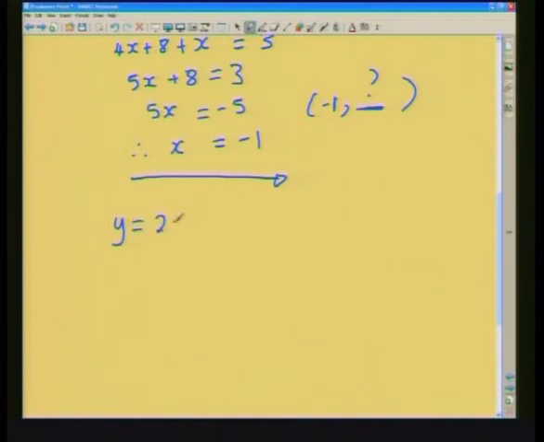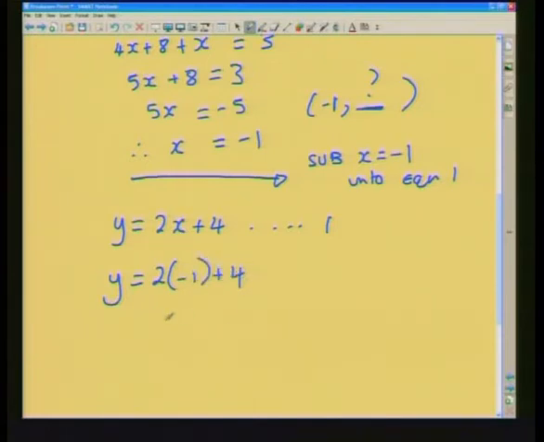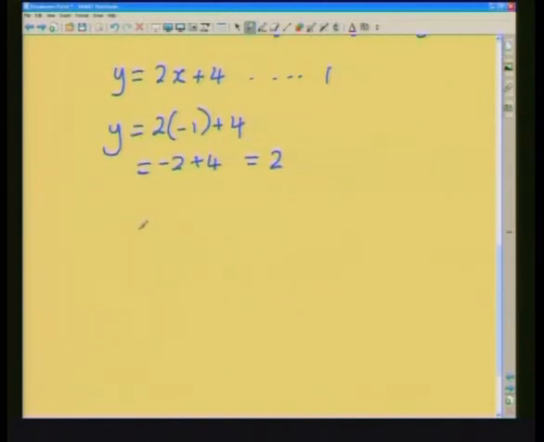I know that y is equal to 2x plus 4. That's equation 1. I'm going to substitute x is equal to minus 1 into equation 1, and that will help me to find the value of y. So in place of x, I put in minus 1. Minus 2 plus 4 is 2, an answer of 2. Therefore, the point (minus 1, 2) is the point of intersection of these two graphs.